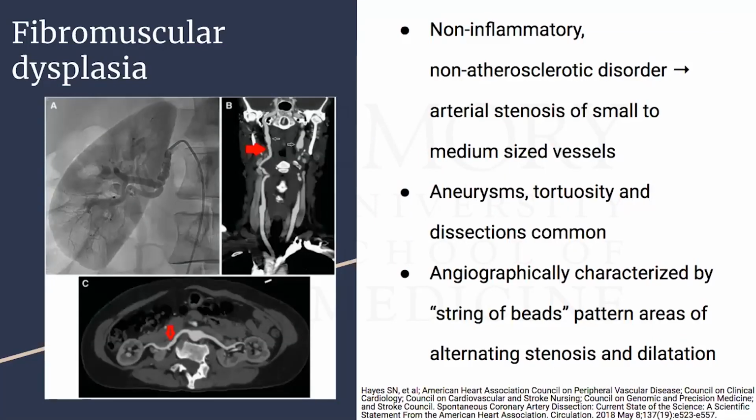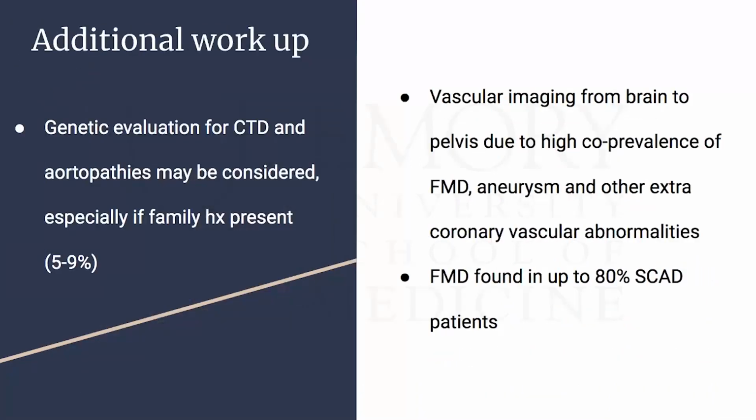Fibromuscular dysplasia is a non-inflammatory, non-atherosclerotic disorder characterized by arterial stenosis of small to medium-sized vessels. It's also characterized by frequent aneurysms, tortuosity, and dissections. The classic term we hear about is the string of beads pattern on angiography or imaging. Most commonly, you see this in the renal arteries, but you can also have intracranial abnormalities. Because of the really high rates of concurrent FMD in these patients, vascular imaging from brain to pelvis is recommended for all patients diagnosed with SCAD.